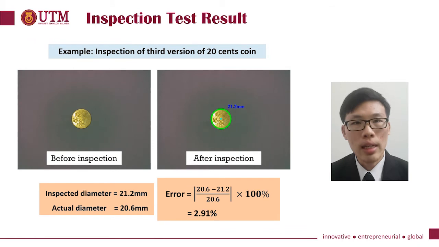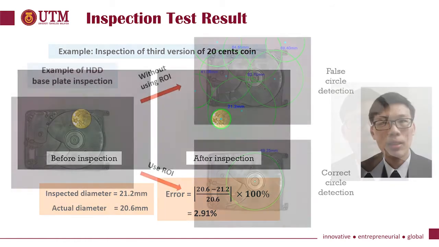So this is an example of the inspection on the third version of 20 cents coin. From the result, we can observe that the output has showed an error of 2.91%.